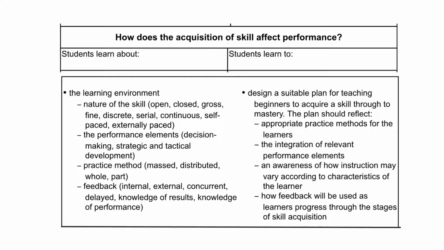So when we try to find out where practice methods comes from in the syllabus, again, it comes from that focus question of how does the acquisition of skill affect performance? It's under the dot point, the learning environment, and we're looking at practice methods. So today we're going to have a look at massed, distributed, whole and part, and we're also going to have a look at speed and accuracy practice methods as well.